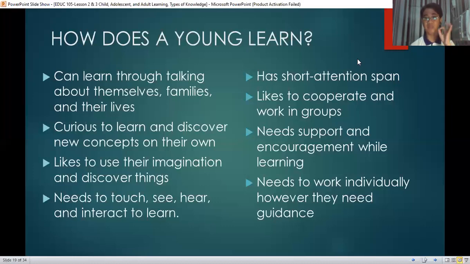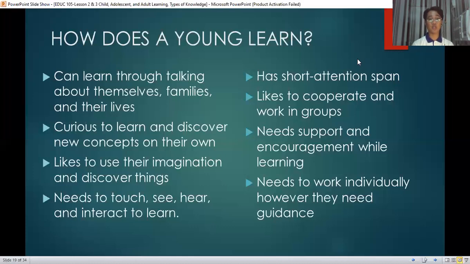Kung ano nasa isip nila, express nila. They will express it. And like adolescent and adult learners, they already have this what we call control. Okay? But for this one, minsan matatawa pang, ay yung tactless ganun. Okay? They are very tactless when it comes to expressing their ideas. Most of the time.